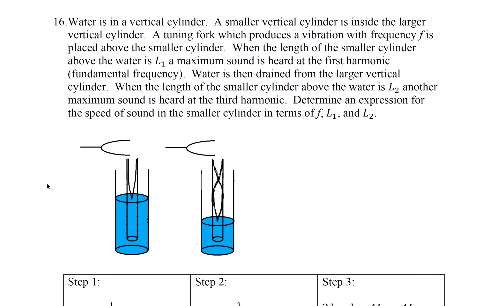Question 16. Water is in a vertical cylinder. A smaller vertical cylinder is inside the larger vertical cylinder. A tuning fork which produces a vibration with frequency F is placed above the smaller cylinder. When the length of the smaller cylinder above the water is L1, a maximum sound is heard at the first harmonic, fundamental frequency. Water is then drained from the larger vertical cylinder. When the length of the smaller cylinder above the water is L2, another maximum sound is heard at the third harmonic. Determine an expression for the speed of sound in the smaller cylinder in terms of F, L1, and L2.